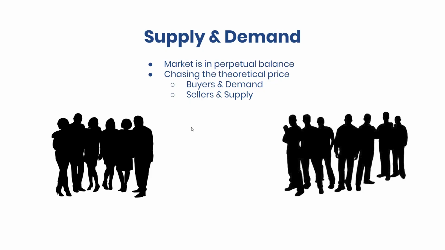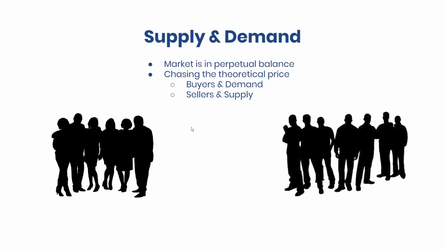What people are willing to pay and what people are willing to sell things for creates the price point of pretty much every commodity, from milk to oranges and even to, in our case, tickers and prices of stocks. So what we need to accept is that the market is in a perpetual balance. It is always at a perfect balance between what people are willing to pay and what people are willing to sell for at any given moment.